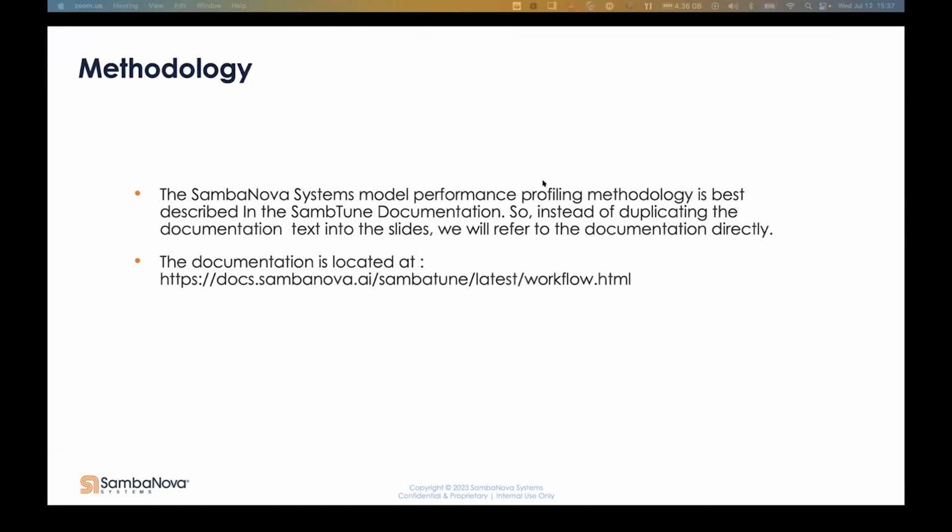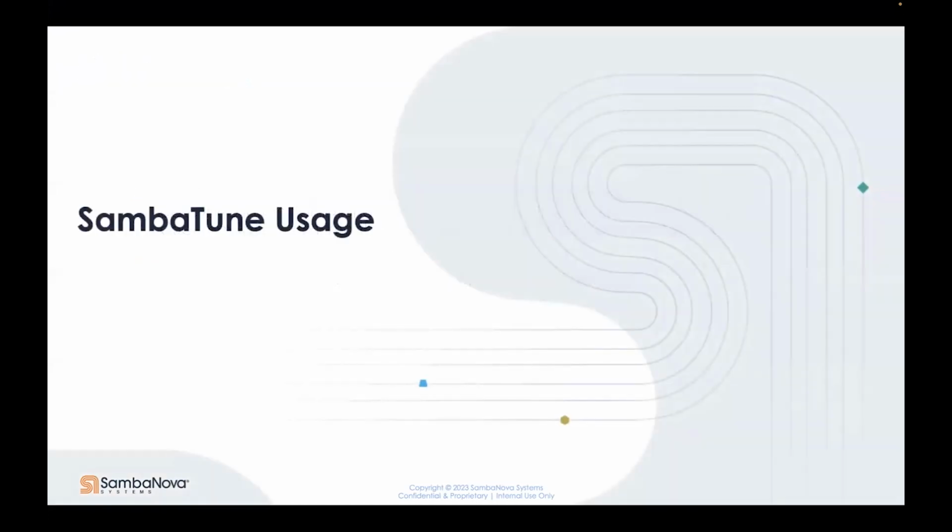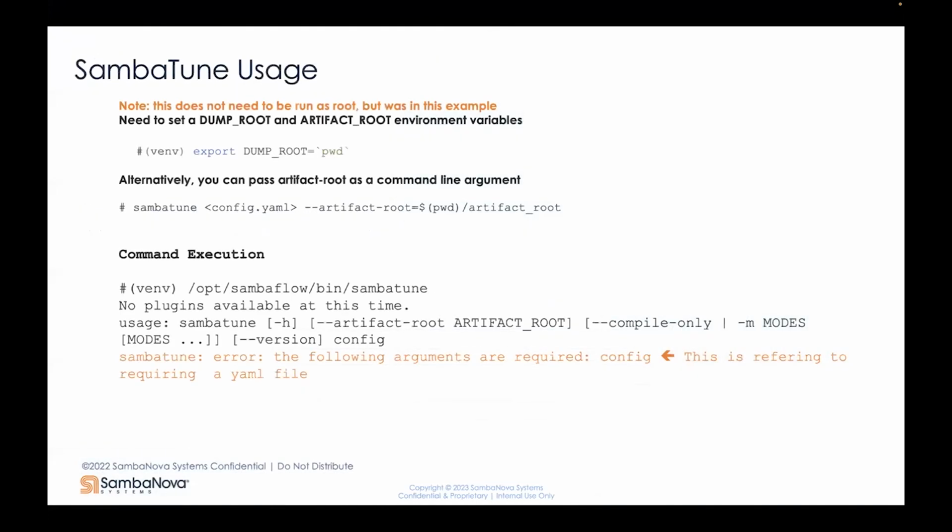All right, let's go ahead and talk a little bit about how you generate this stuff. Let's look at the SambaTune usage. One thing that the SambaTune tool wants is an environment variable called dump root. For the tests and samples that I've run here, I just use my current working directory as my dump root, but you can specify a specific dump root where you want these things to go.